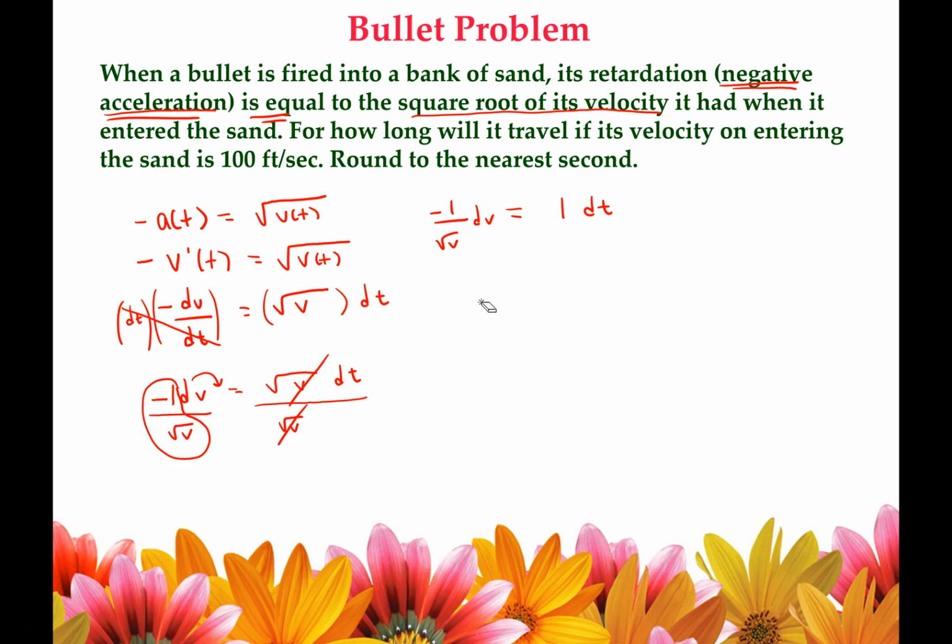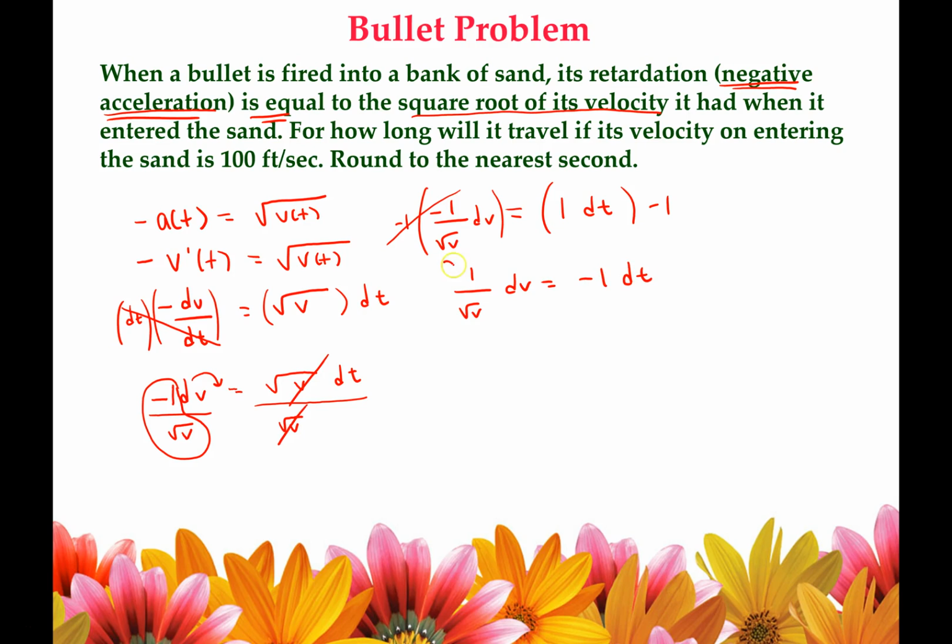Now, just to make integration easier, I'm going to multiply by negative 1 on both sides. You don't have to do this, but I'm going to. So that negative 1 cancels, and I'm left with 1 over root v dv is equal to a negative 1 dt. It just looks better to me.